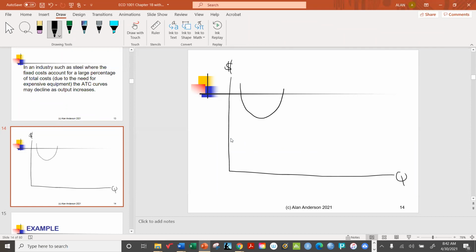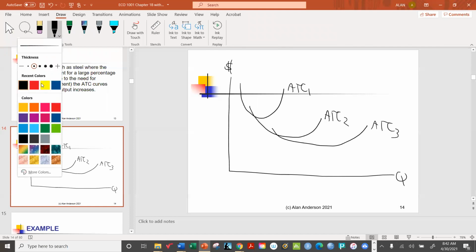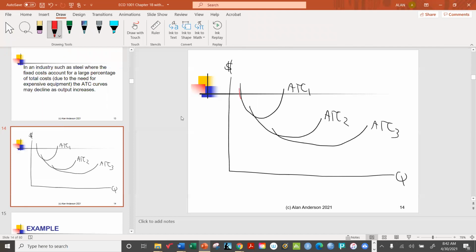So what if my average total cost curves look like this? What's happening here is that as I keep increasing my output, the curves are dropping in the sense that the costs are falling. And so my long run average total cost curve here is going to have a very different shape. It'll look something like this. And so what this is telling me is that if I keep getting bigger and bigger, I'll have lower and lower average total costs, and that will give me a huge advantage over my competitors.